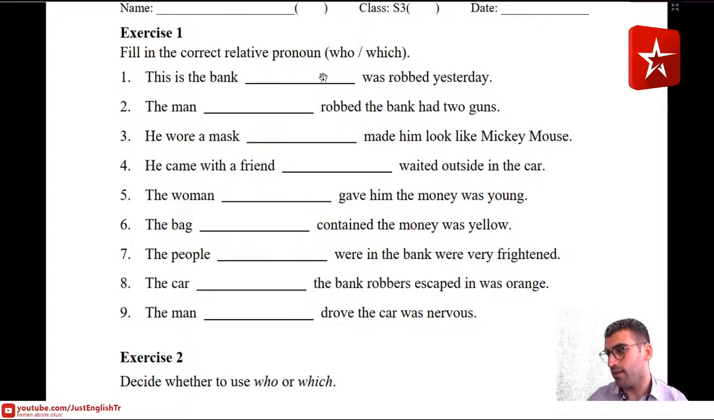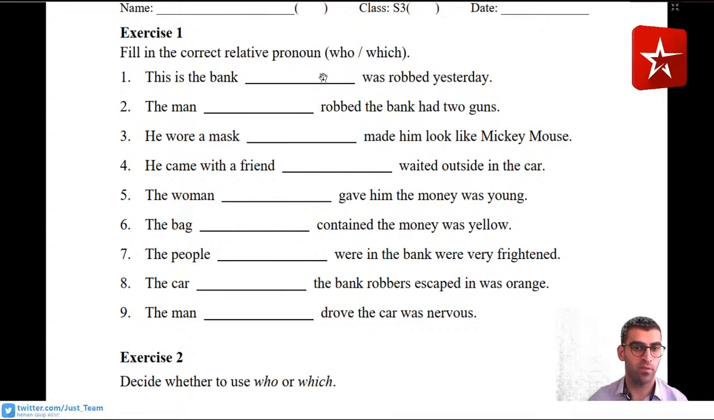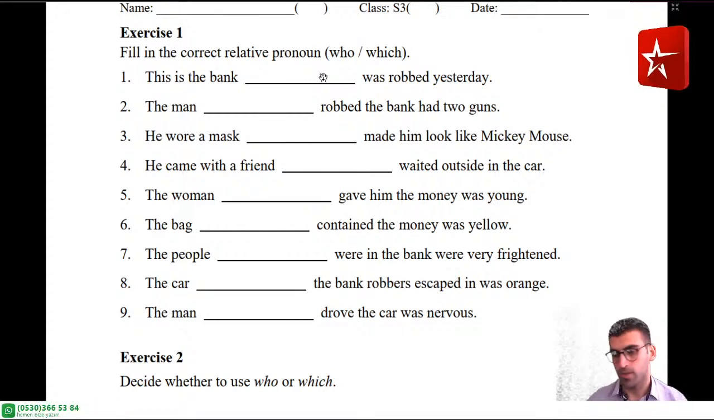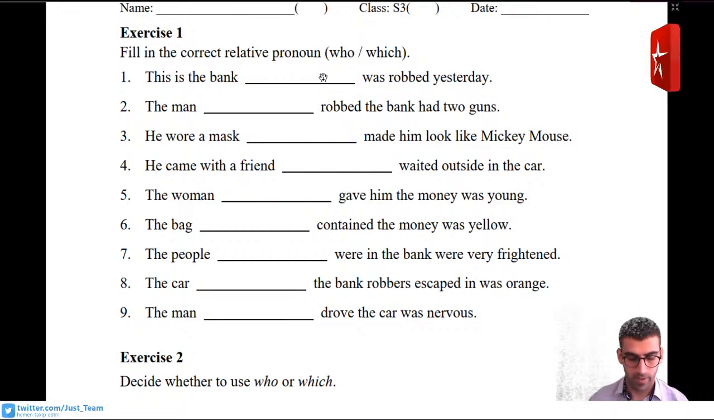The man, yes, if we are talking about a person, as you know, we use who. The man who robbed the bank had 2 guns. Yes, great. And number 3, he wore a mask, blah, blah, blah, made him look like Mickey Mouse. So, Mickey Mouse, because we speak about the man, Gülsafa says yes. Nejat says who because it's a person. Yes, good. Your answers are completely correct.